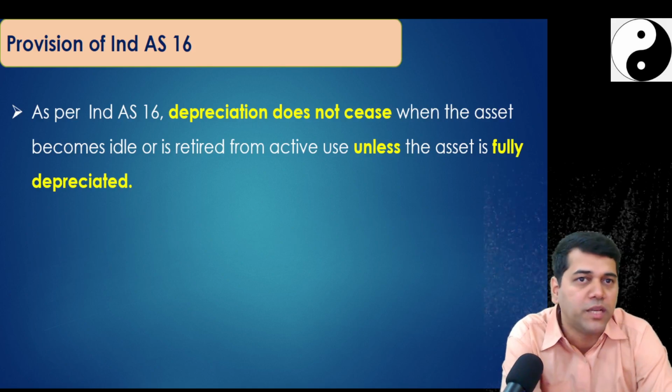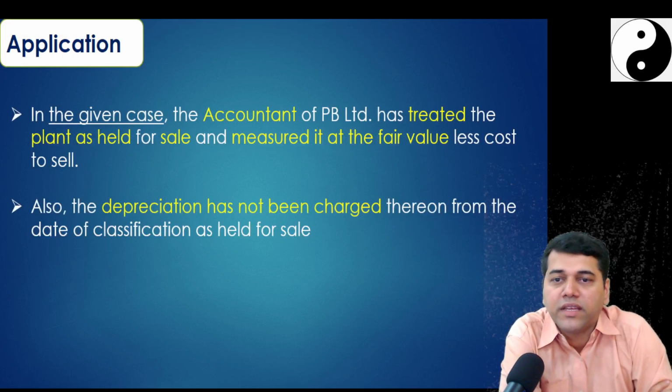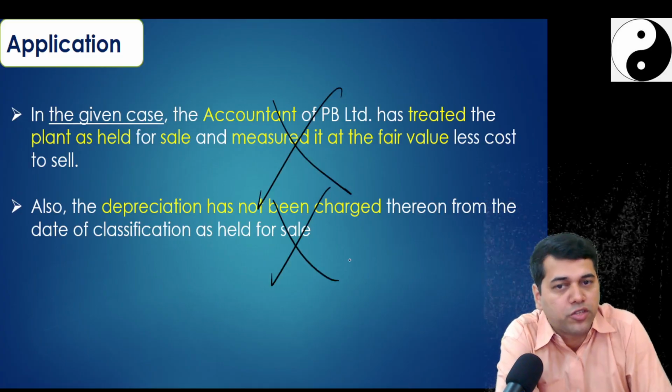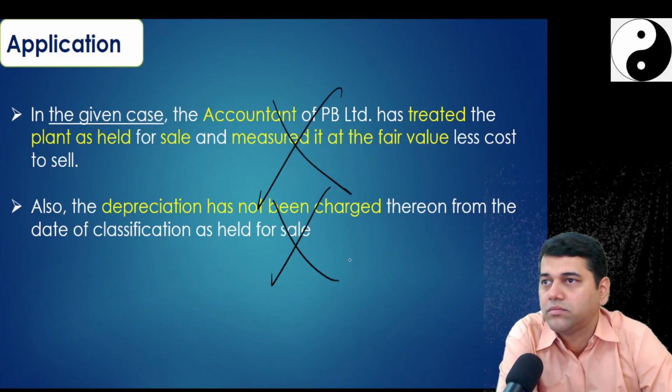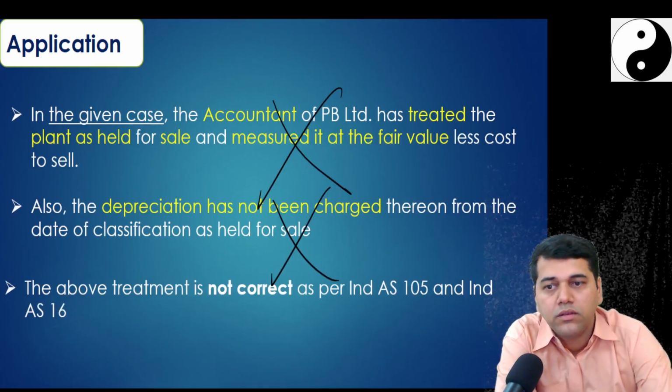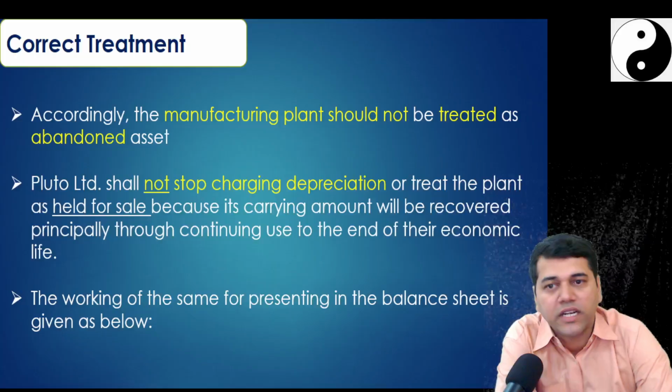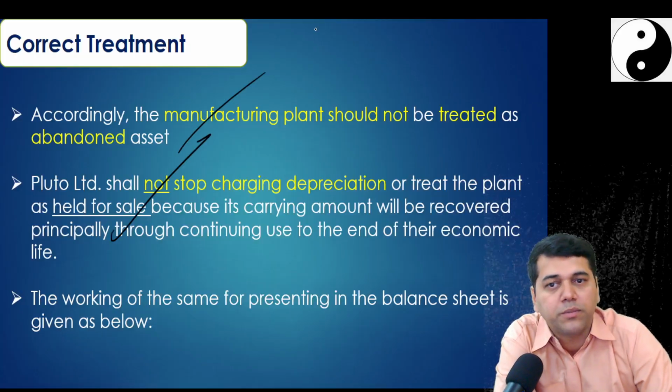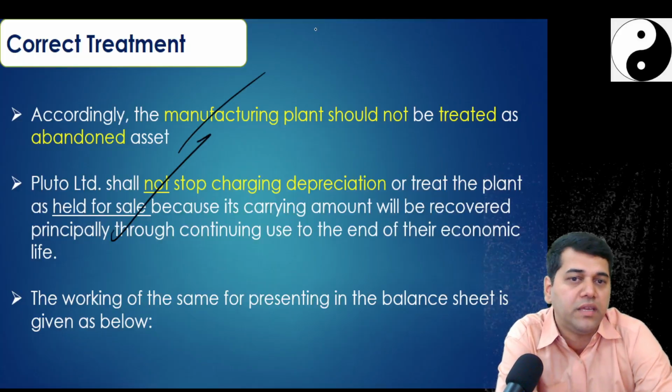So in the given case, and in 16 also, you should continue to charge the depreciation. In the given case, the accountant has done wrong; depreciation also should have continued. So the correct treatment is you should continue charging depreciation and you should treat it as a PPE.